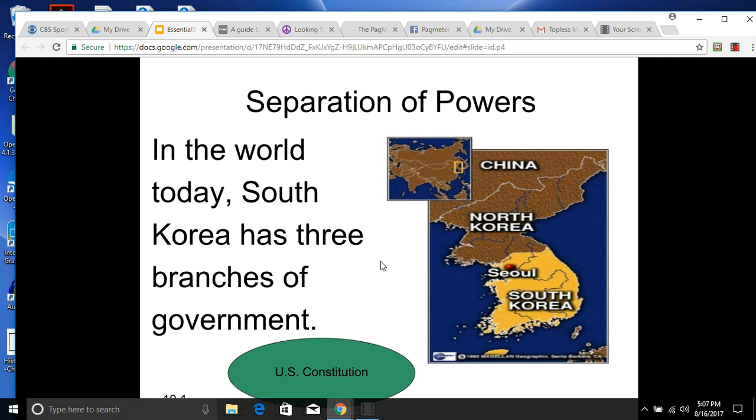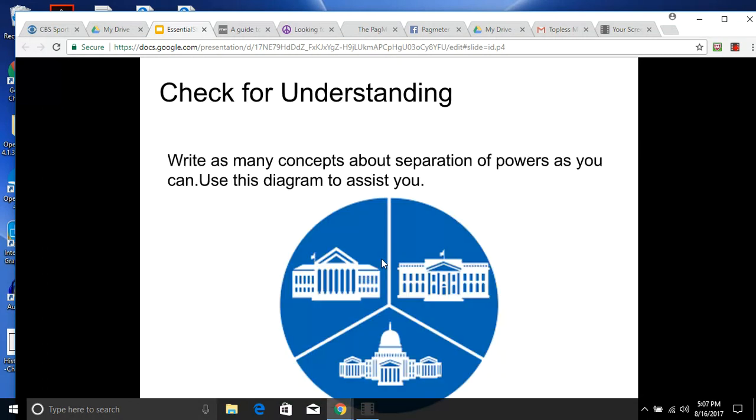Many countries in the world today have separation of powers. One of those countries is South Korea, and it also, like the United States, has three branches of government. But South Korea is not the only one. Many countries have copied and emulated the United States.